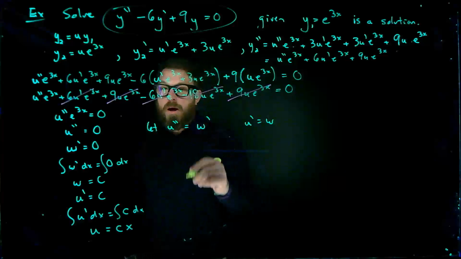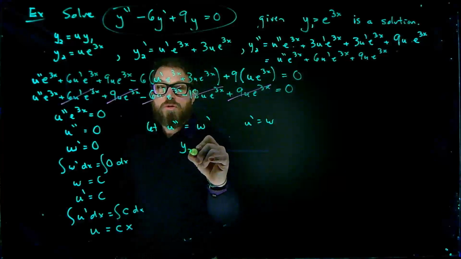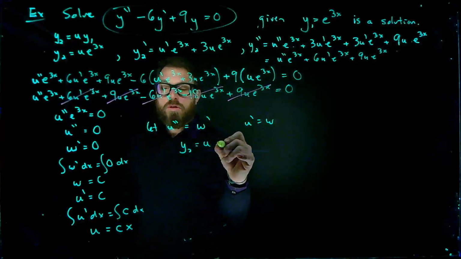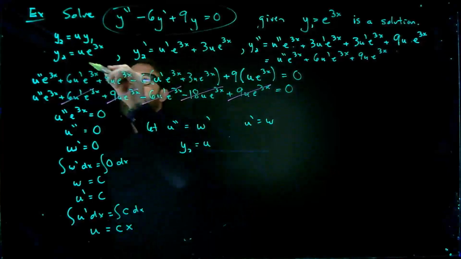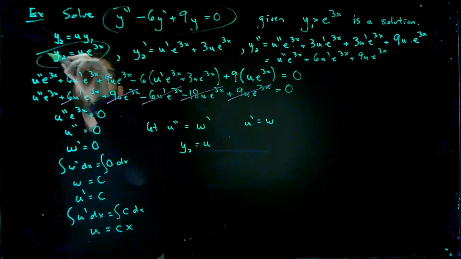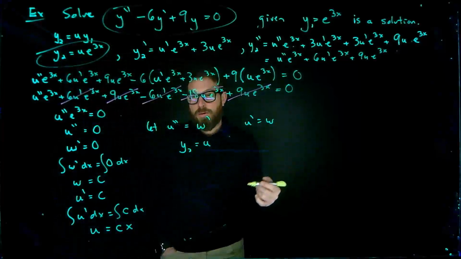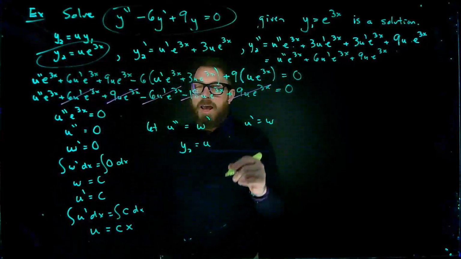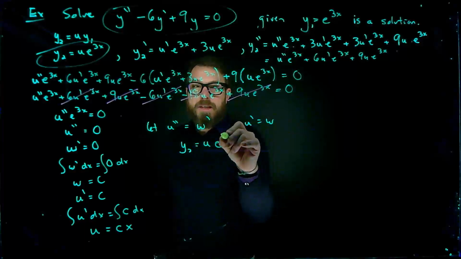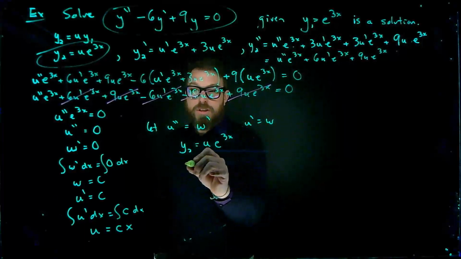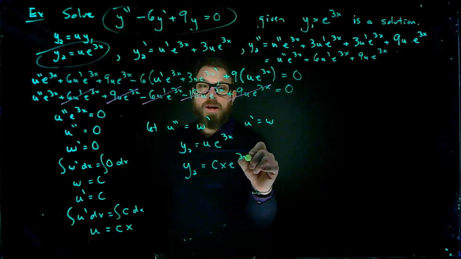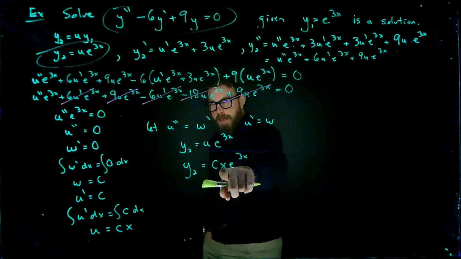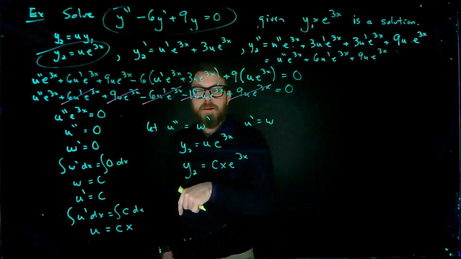So what we now know is that y2 was equal to u times e to the 3x. Our goal is really to find what u is, because remember that this is our second solution. As soon as I know u, I get to pop it back in there. And this is u times e to the 3x, but u is just cx. So y2 is just cx e to the 3x, which kind of verifies that x handles that linear independence.